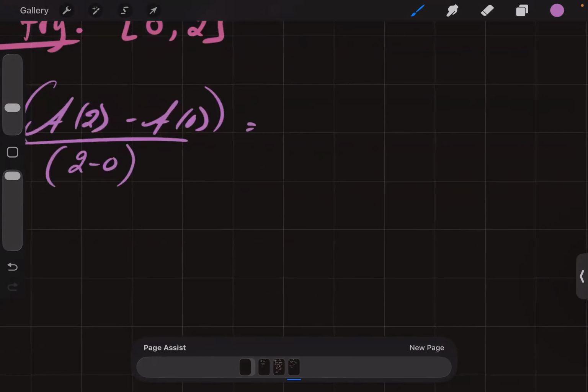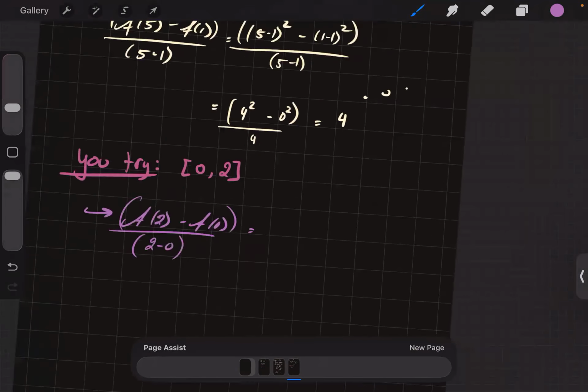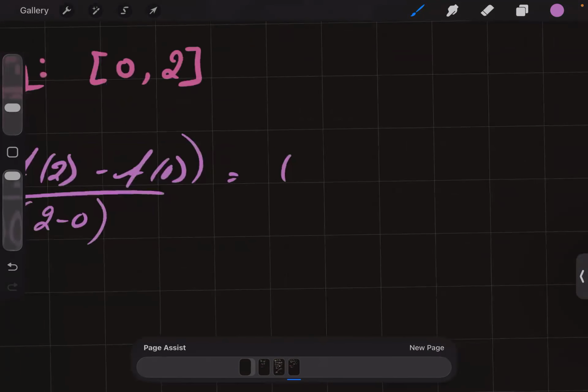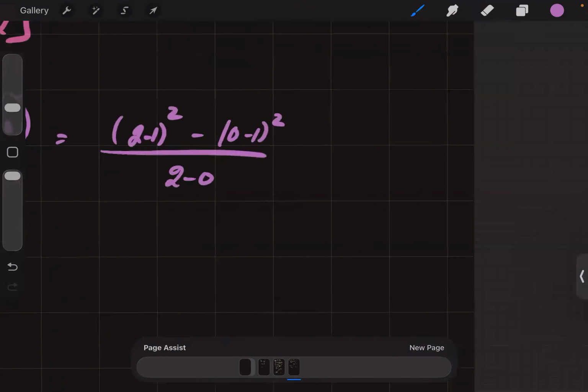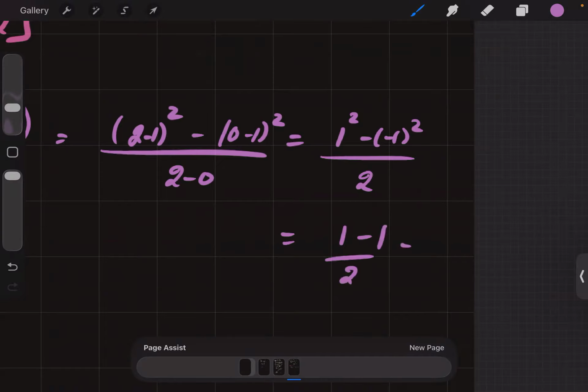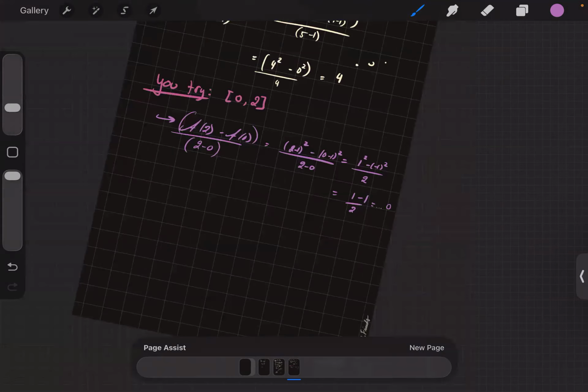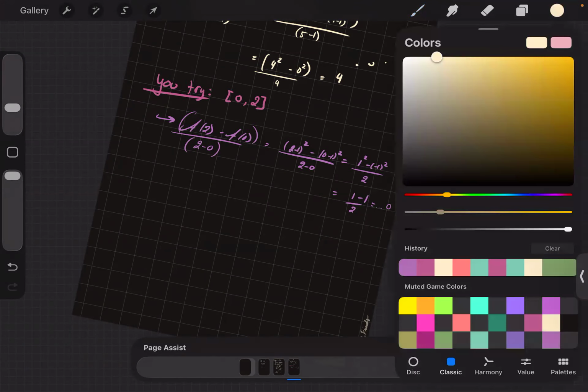So f of 2 is going to be, let's see, this part you do need parentheses. (2 minus 1) squared minus (0 minus 1) squared all over 2 minus 0, which is going to be 2 minus 1 is 1 squared, minus negative 1 squared all over 2, which is going to be 1 minus 1 over 2, which is 0. Hmm. Wait a minute. Let's see.